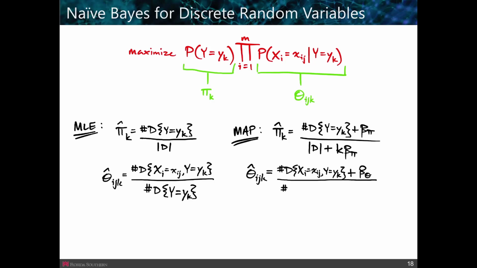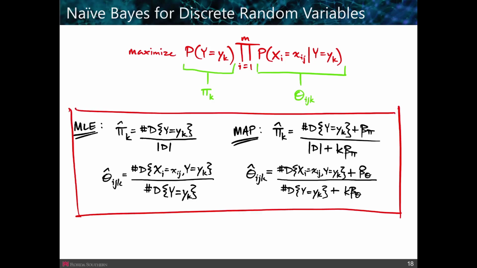Again, it's not by the whole length of our data. It's simply conditioned on the number of instances in our data where y equals y_k. And then we need to add all of our betas together. Well, if we had k classes, each with an equal number of virtual counts, that would be k times beta_theta. So this brings together our understanding of Bayes classifiers to completion.